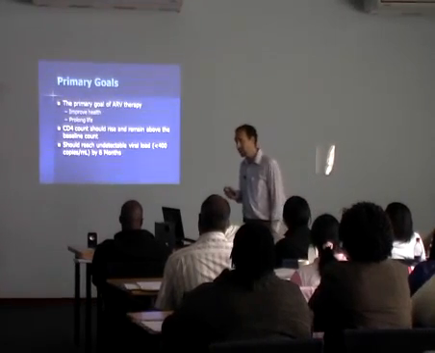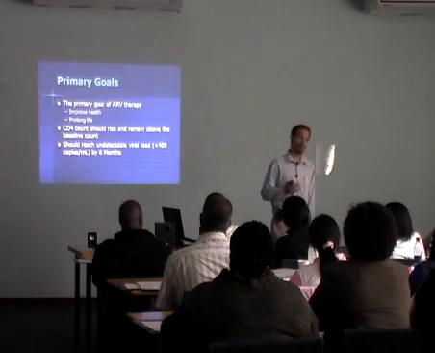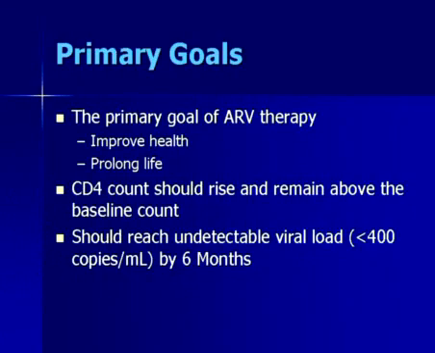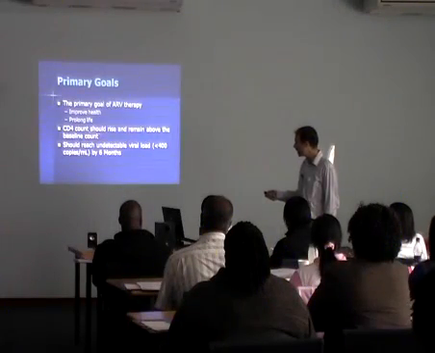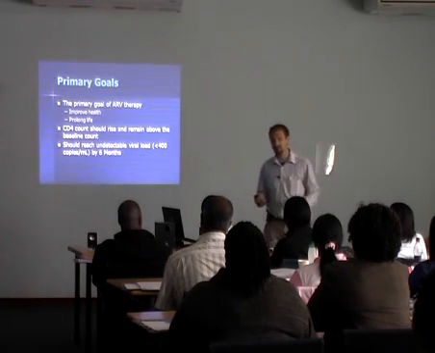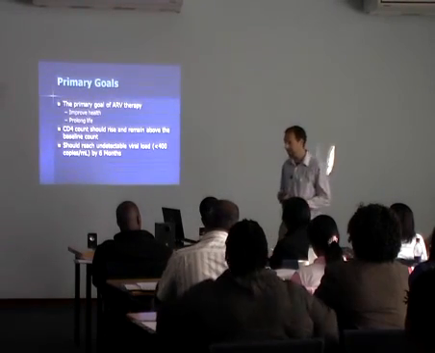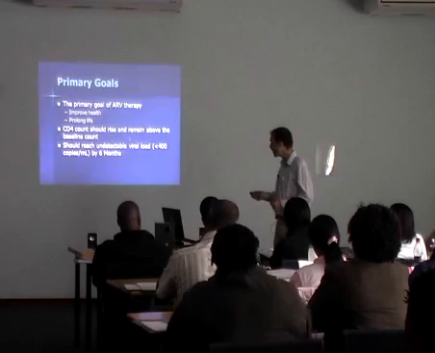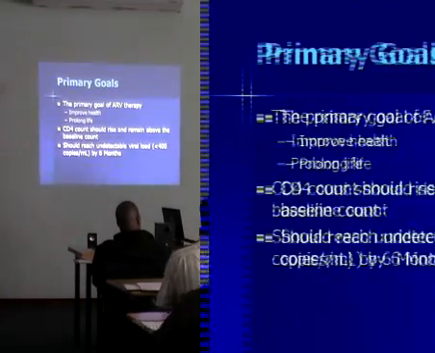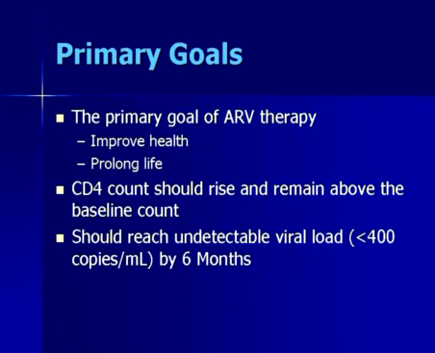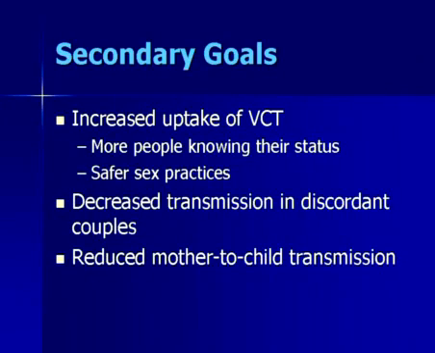Once somebody's on ARVs, we monitor their CD4 and their viral load. Just as in a person with diabetes, you would monitor their blood sugar and fasting blood sugar and hemoglobin A1C. Well, these are the things that we monitor, CD4 and viral load. The CD4 should remain above the baseline after the patient starts ARV therapy, and the viral load should hopefully be undetectable, at least to a level of less than 400 copies per milliliter by the time a patient's been on therapy for 6 months. And so that's the goal of our treatment.